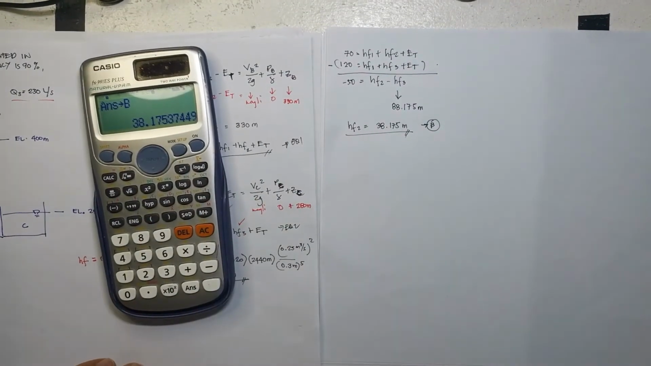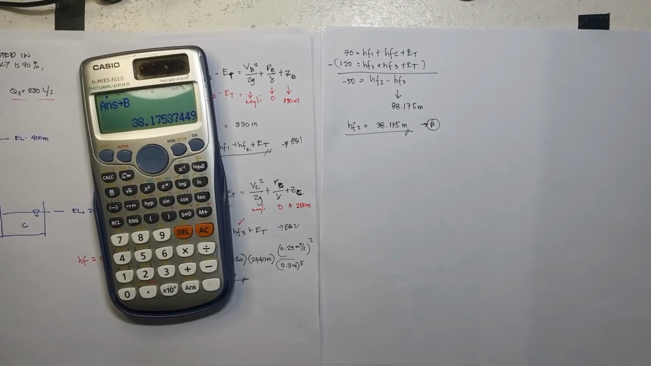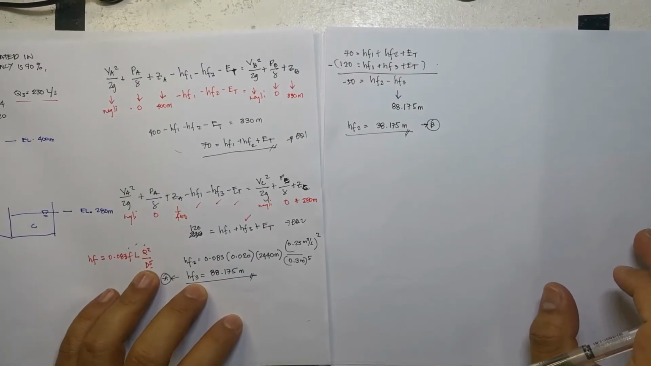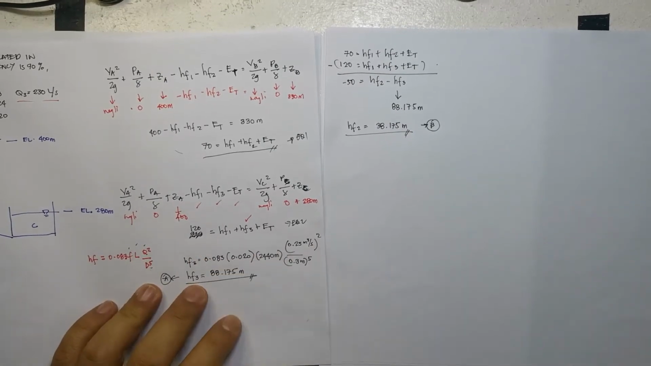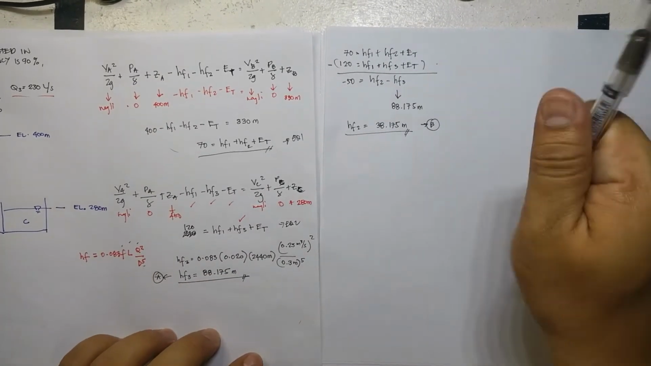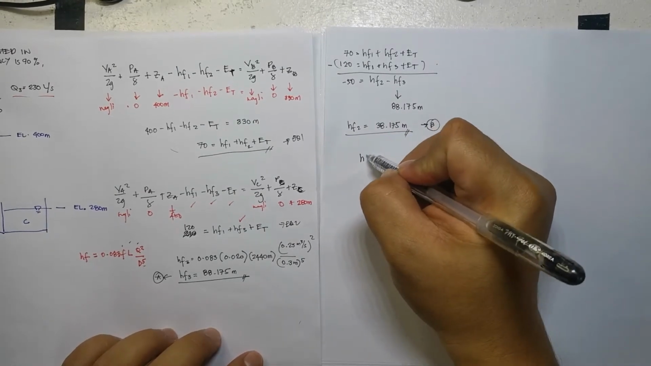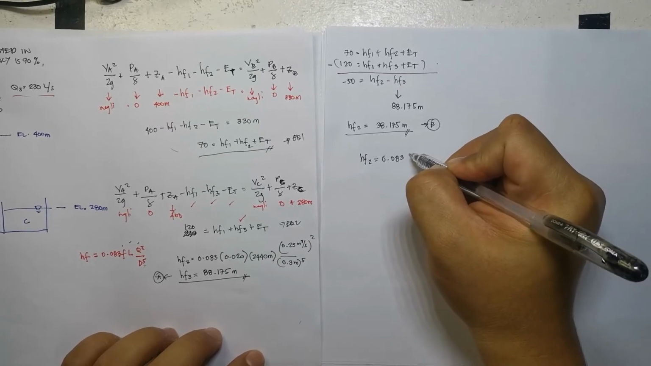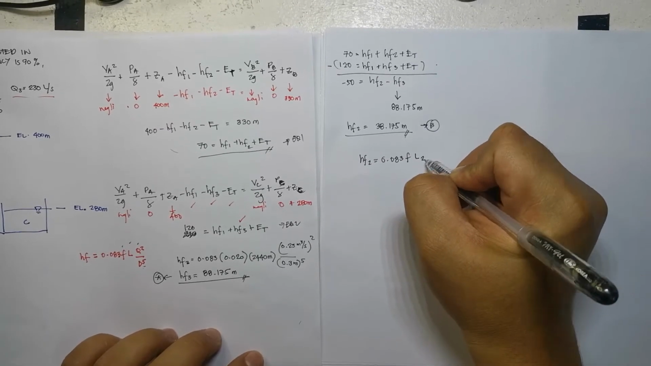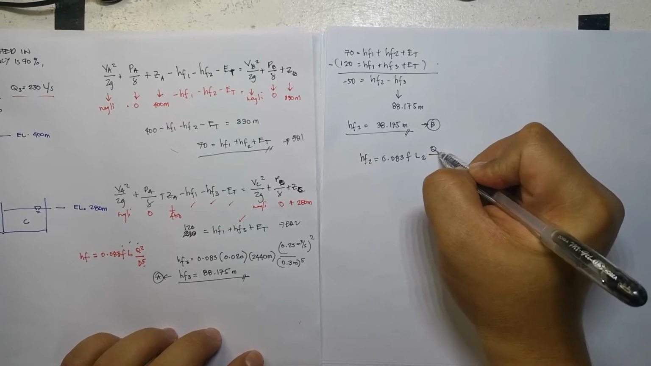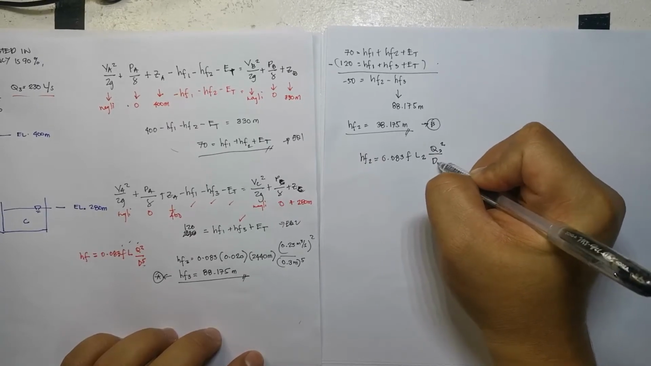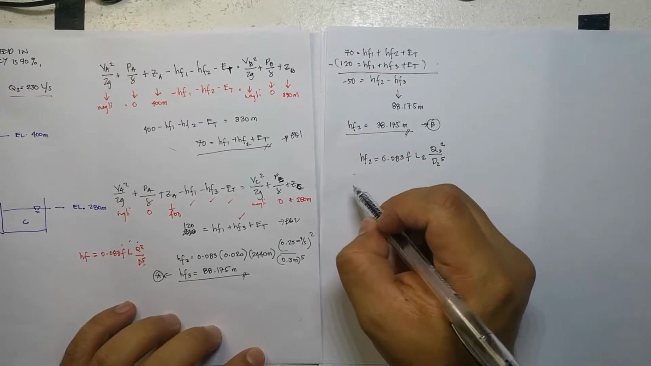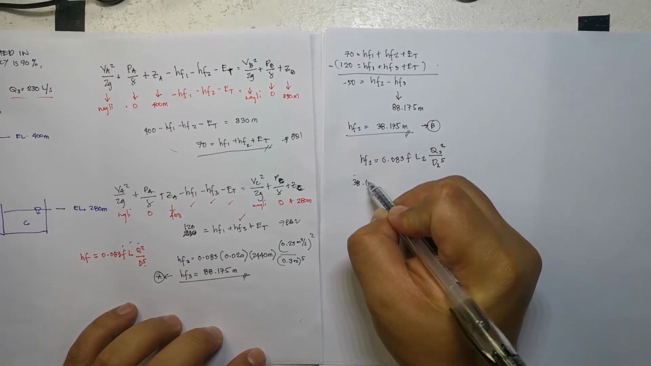Since meron na tayong HF2, pwede na nating masolve si Q2. No? Pag nasolve na natin si Q2, masasolve na natin si Q1. Anong gagamitin natin yung formula? So, yun pa rin yung formula for HF. HF2 is equal to 0.083 FL2 Q2 squared over D2 raised to 5. So, solve natin. HF2 is already 38.175.